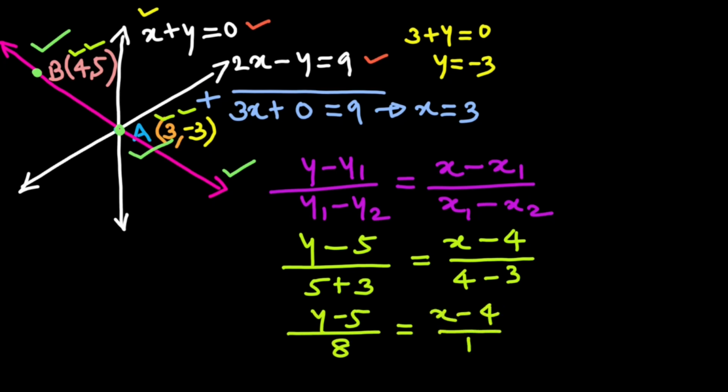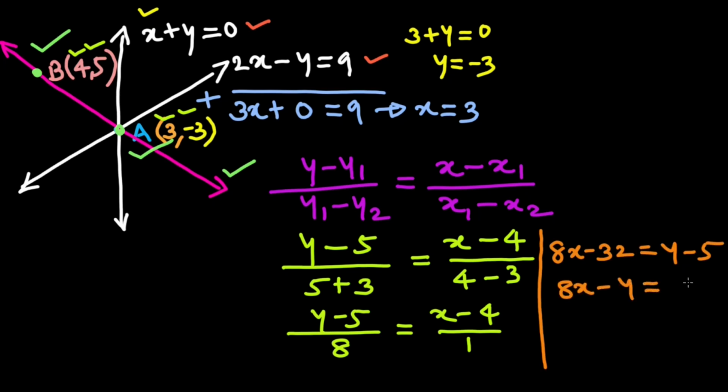By cross multiplication, we get 8x minus 32 equals y minus 5, which will be 8x minus y equals 32 minus 5, that is 27. So 8x minus y equals 27 is the equation of this line.